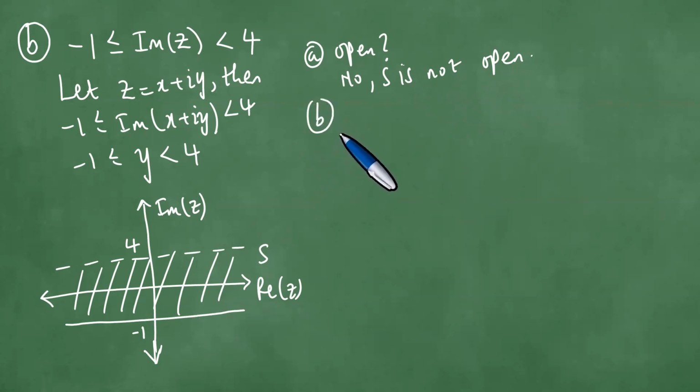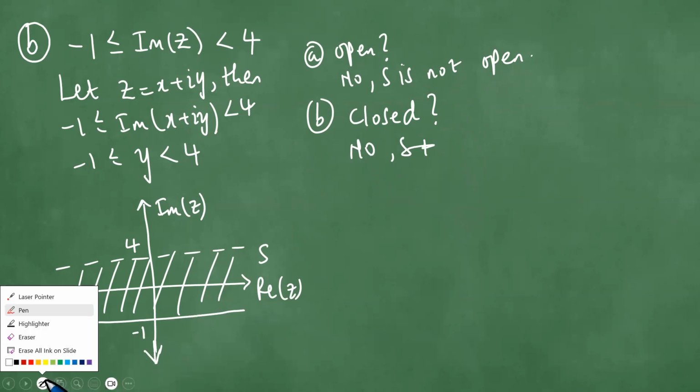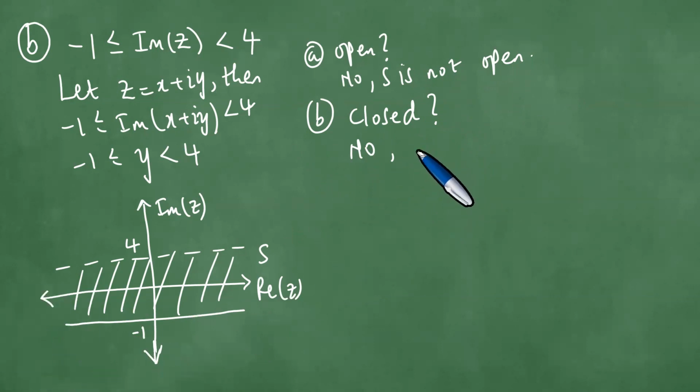The B part, we ask the question, is it closed? No. S is not closed. Well, it's not closed because it's open on this side. It does not include this part of the region.